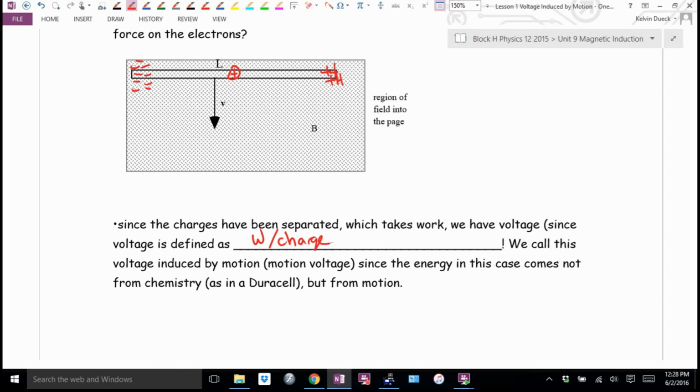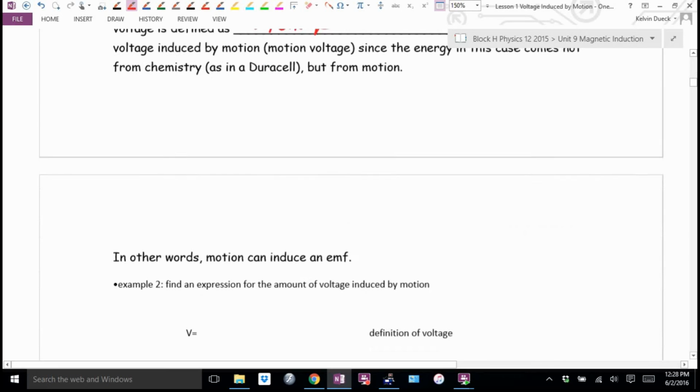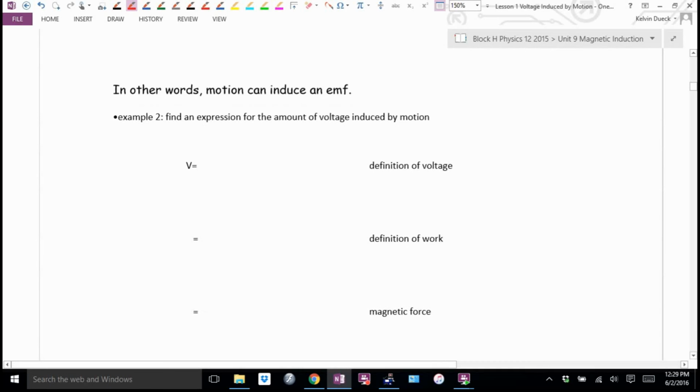If you actually did this experiment, you would feel something tugging against you as you moved the rod. You would feel a force resisting you. That's the work that you're adding to the system, the force times distance, in order to separate those charges. In other words, motion can induce an EMF.